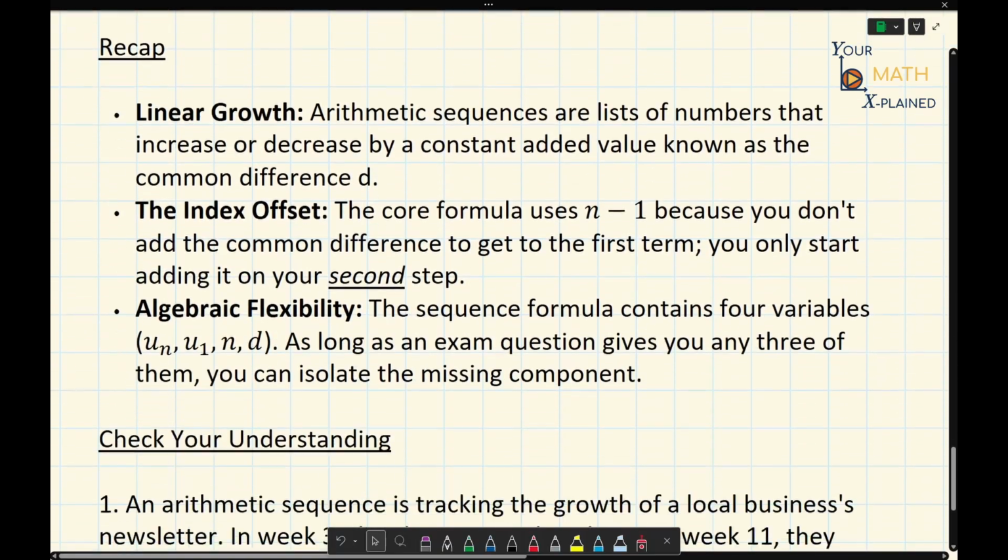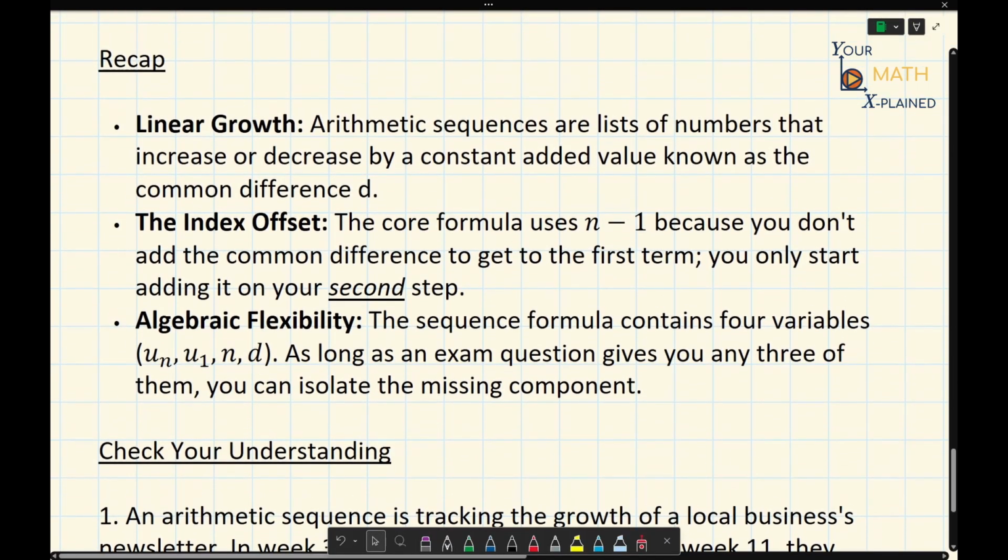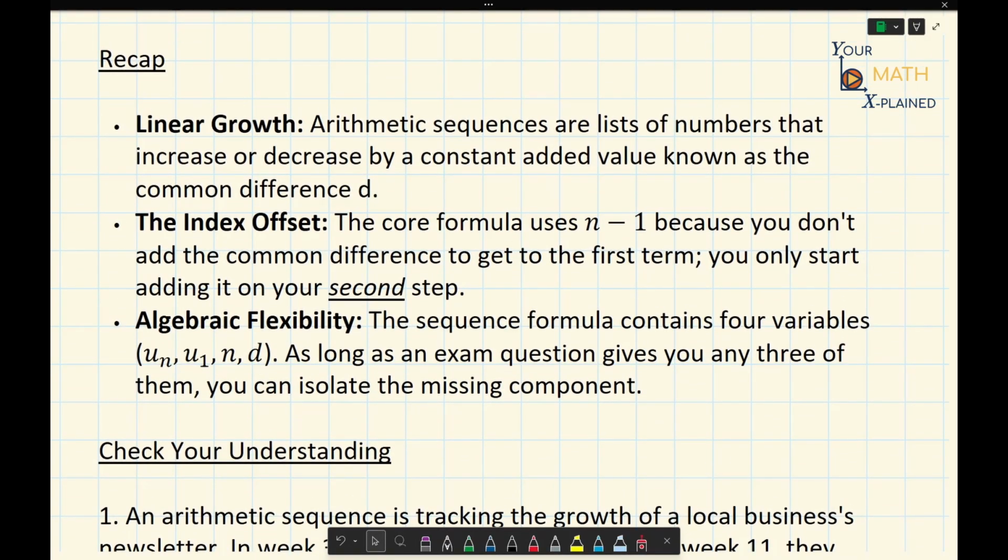And now let's do a quick recap of what we covered in this video. We learned that arithmetic sequences are just lists of numbers that increase or decrease by a constant added value, which we call the common difference d. And we saw in the formula that we multiply this common difference d by n minus 1. And the minus 1 is there because we don't add the common difference to the first term. We only start adding it in the second term.